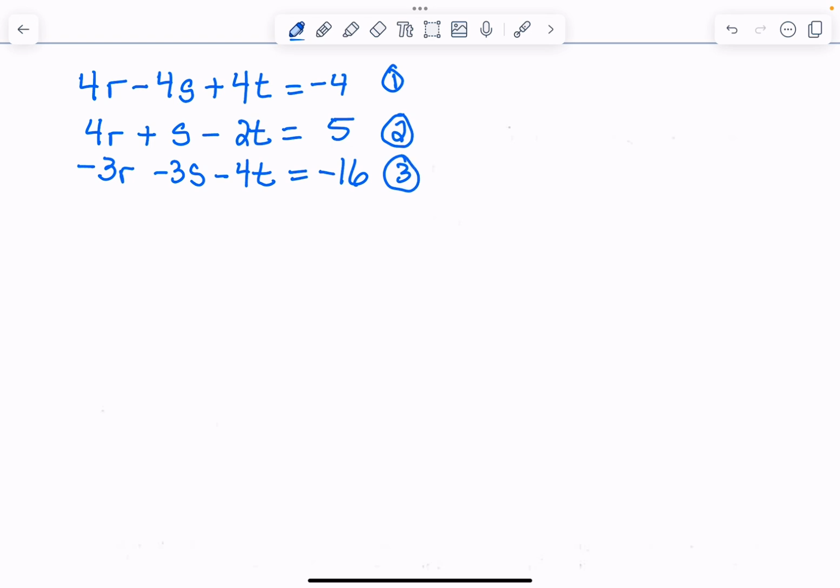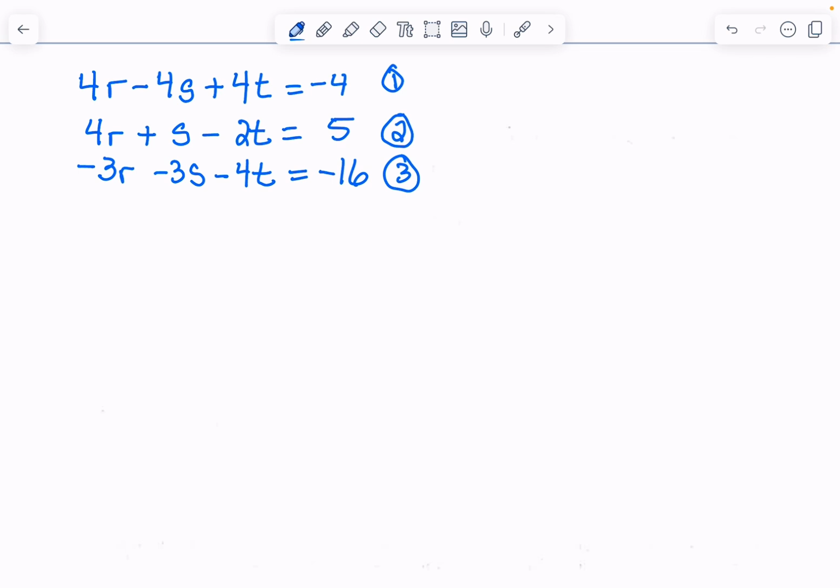This one's pretty good because if we're going to eliminate the t's, I would suggest eliminating the t's because we only have to multiply one thing. If we try to eliminate the r's, we got to multiply it times 4 and another one by 3, right? And if we try to do the s's, we could probably do those also with just multiplying the middle one times 4 and one times -3. But I'm going to do the t's.